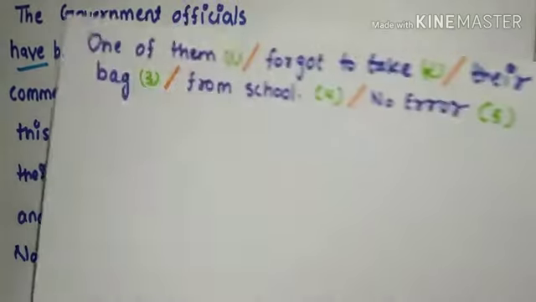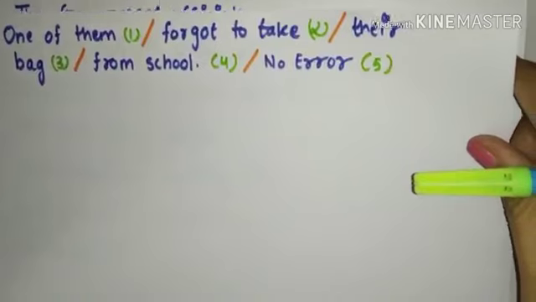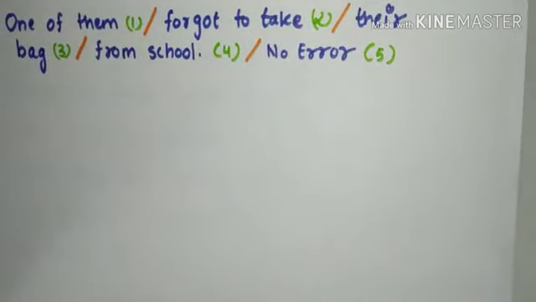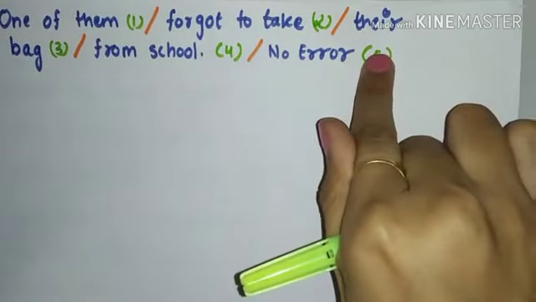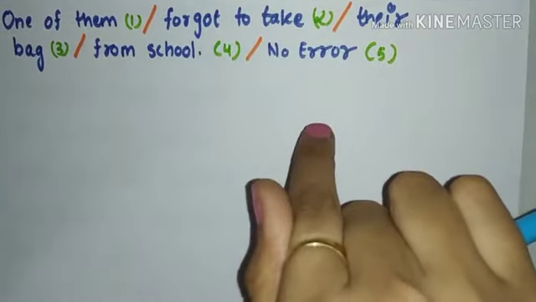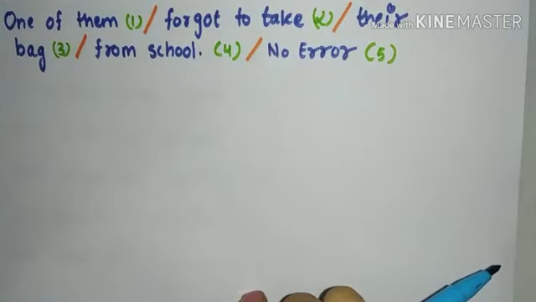And one example from my side that you guys are supposed to solve is: one of them forget to take their bag from school, and the last option is the fifth, no error. The only hint I'm going to give you is that the answer is not no error. There is definitely one error in this one. So you have to tell me in the comment section which part is incorrect.